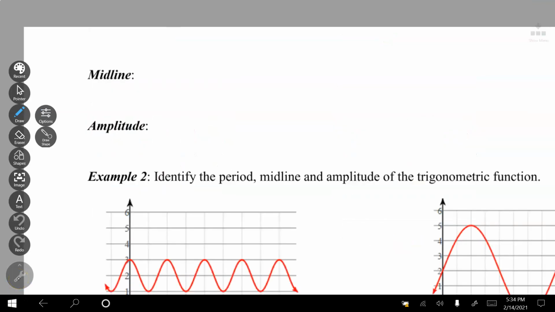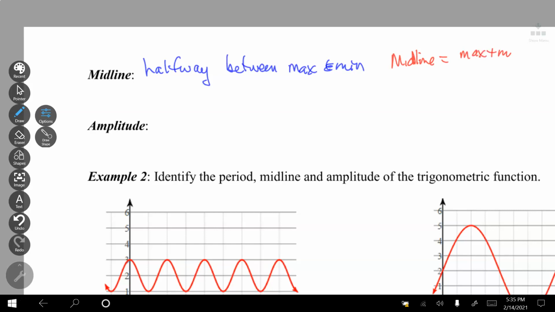So last class when we talked about the sine and cosine functions, and again they're periodic because they repeat, we talked about two features called midline and amplitude. Midline is halfway between the maximum and the minimum. And we said we had a formula for that. We said that midline was equal to the max plus the min, or the min plus the max, divided by 2. Add them together and divide by 2.